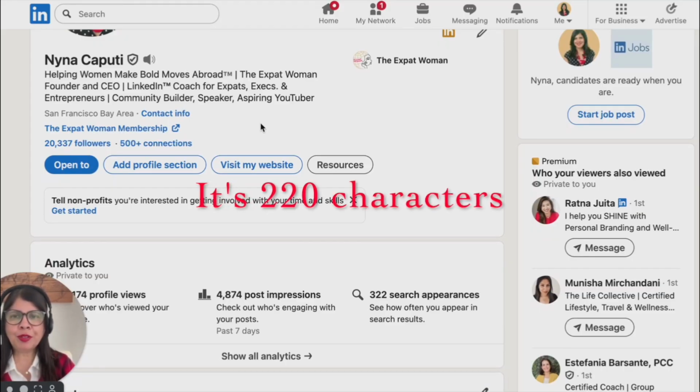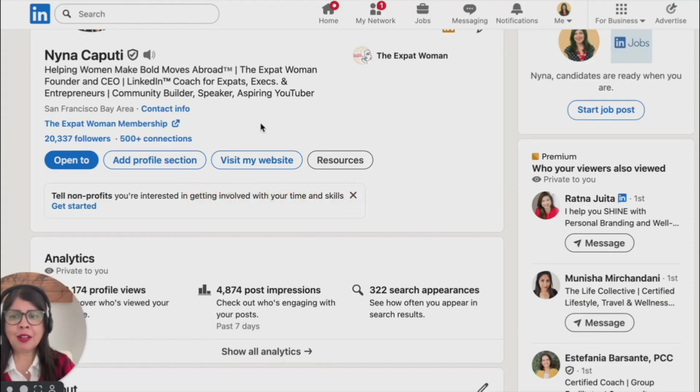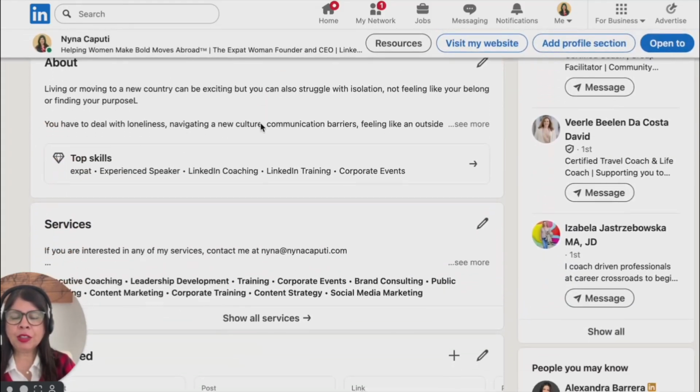You have 250 characters, so you have enough space. That's the first part of your profile.